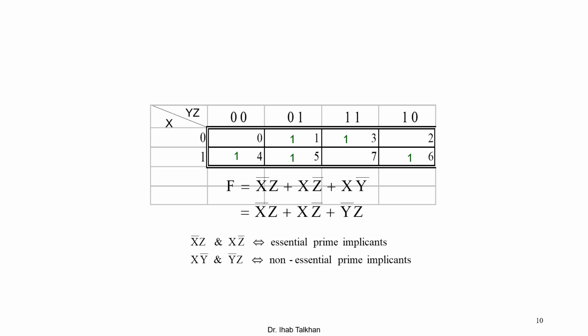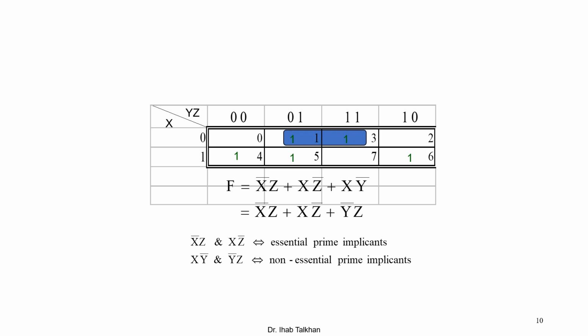In this example here, we are going to show you what's meant by essential and non-essential terms. Actually, if you see here, you have 1 in cell number 1, cell number 3, cell number 4, cell number 5, cell number 6. Let me first of all find out what will be the maximum number of ones in a group, and also what will be the outcome from this K-map as an equation.